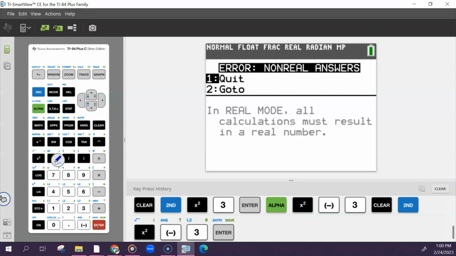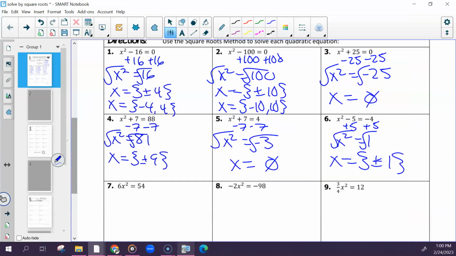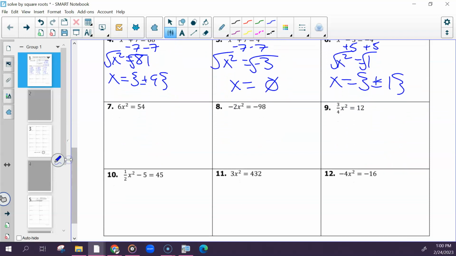Doesn't work. You get a non-real answer. Means you have to wait till you get to imaginary numbers. Let's skip to 9.